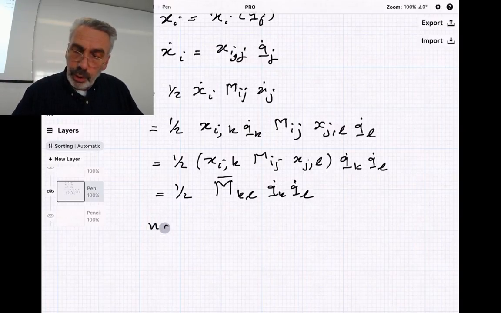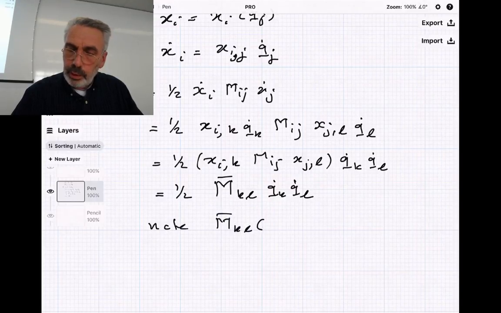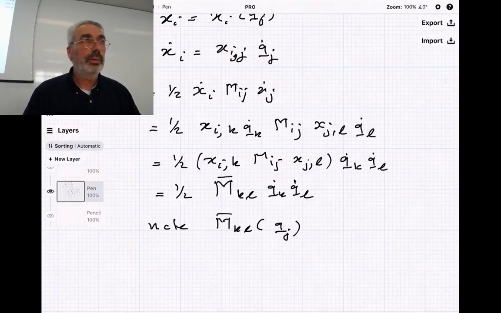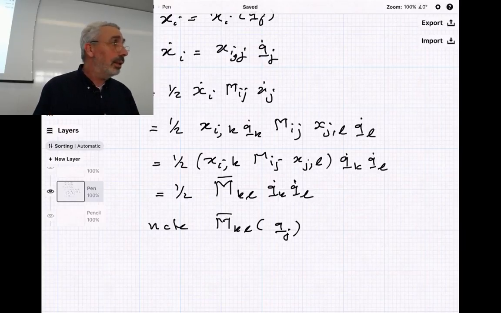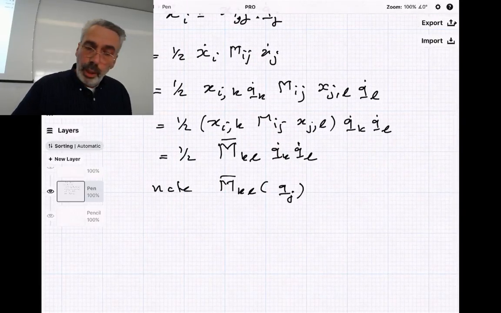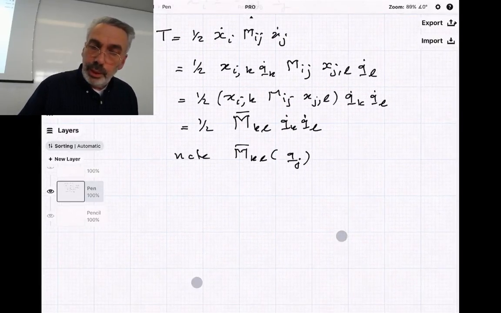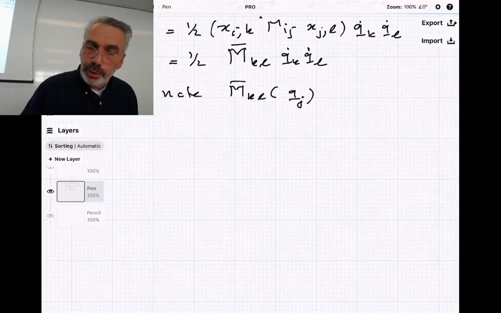So note that this M is a function of our generalized coordinates. Whereas initially the mass matrix would be constant, now it isn't. It will be configuration dependent. Okay, so that is the kinetic energy. Now the other part was the potential energy.